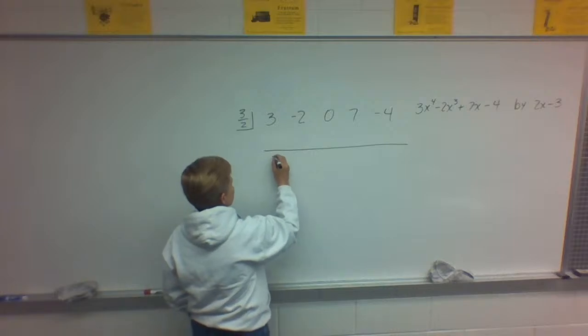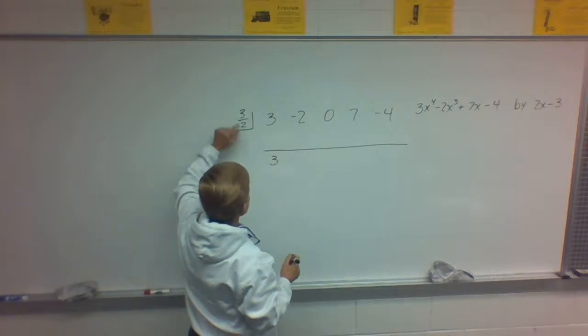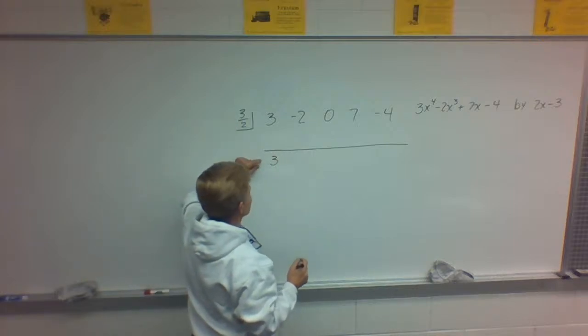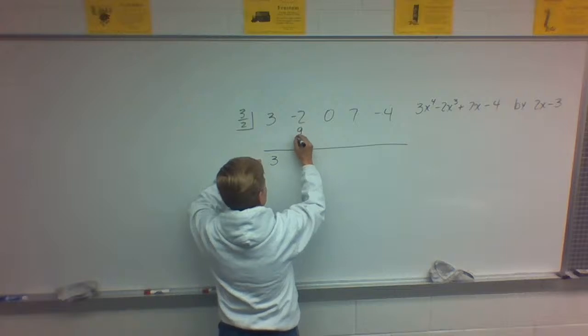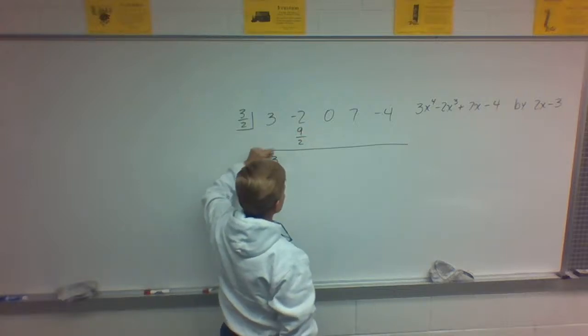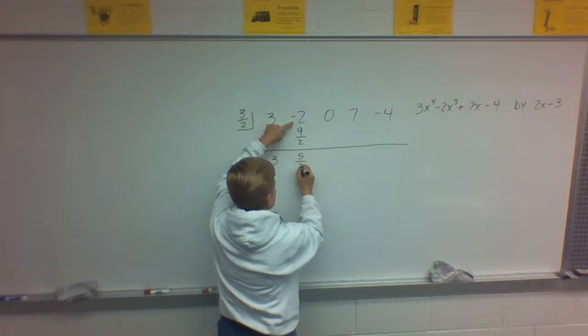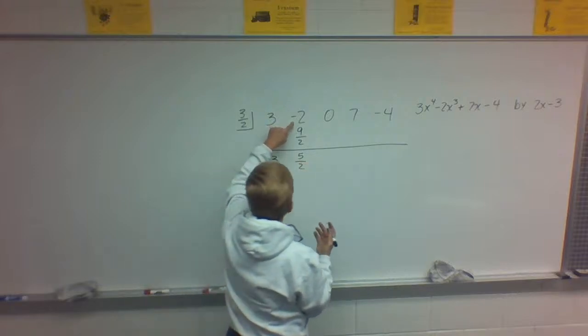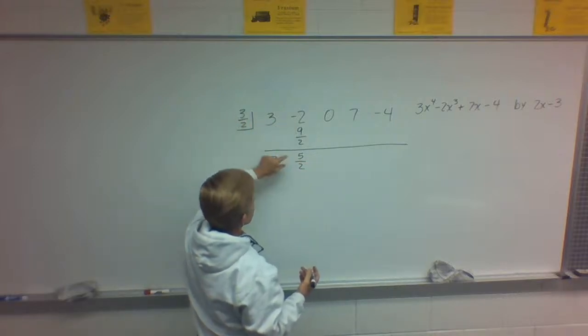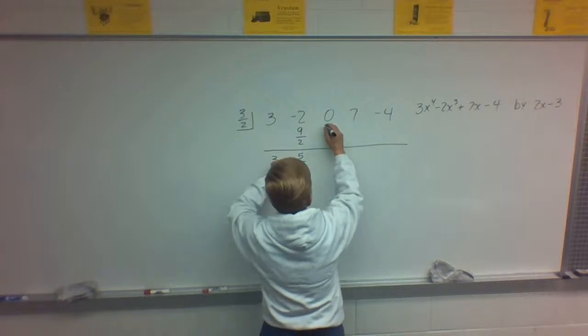We bring the 3 down, and we take 3 halves times 3. If you're not very good at that, you can ask your calculator. It's 9 halves, which is 4 1/2. 4 1/2 combined with negative 2 is negative 2 1/2. No, it's positive 2 1/2, which is 5 halves. You can ask your calculator these things. Then we take 3 halves times 5 halves, and that's 15 fourths.